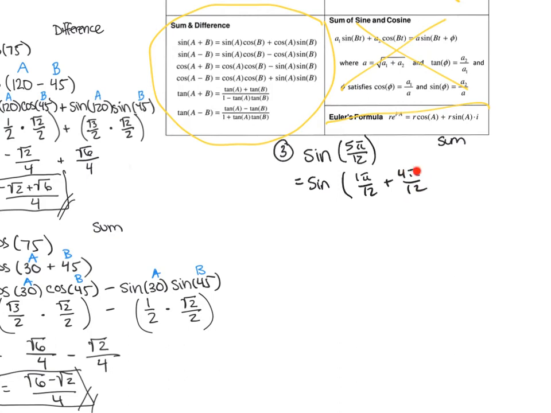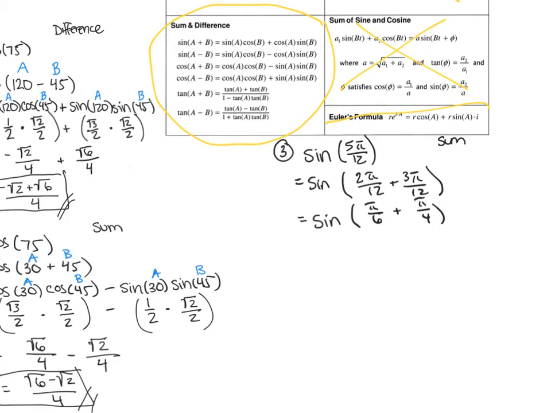Well, 4 pi over 12 reduces to something we know on our unit circle, but pi over 12, okay, that's not on our unit circle, so we have to try again. So I'm going to go back. Let's break this up again. Let's see if I do 2 pi over 12 and 3 pi over 12. These can reduce. These are going to become sine of pi over 6 plus pi over 4. And these are on our unit circle.